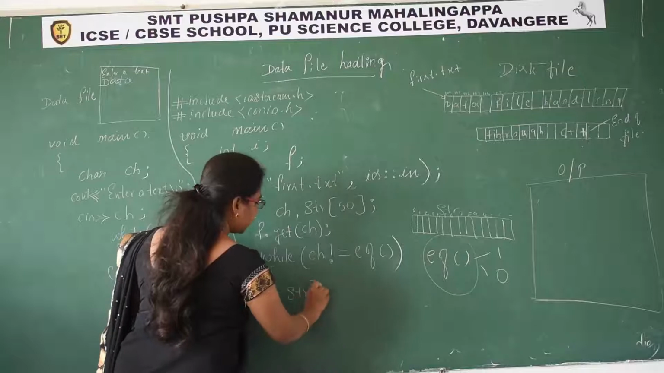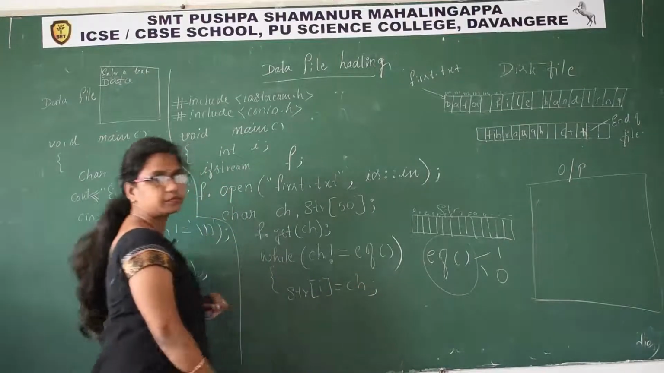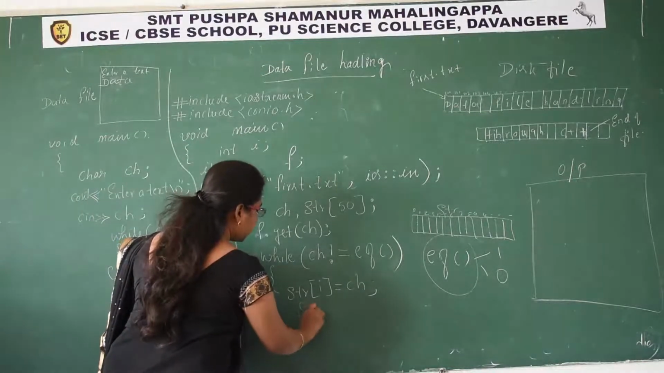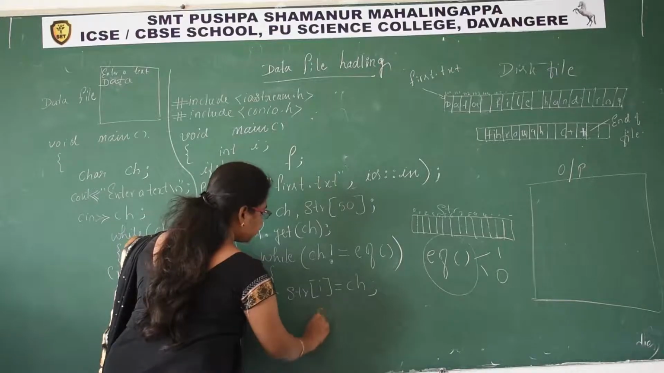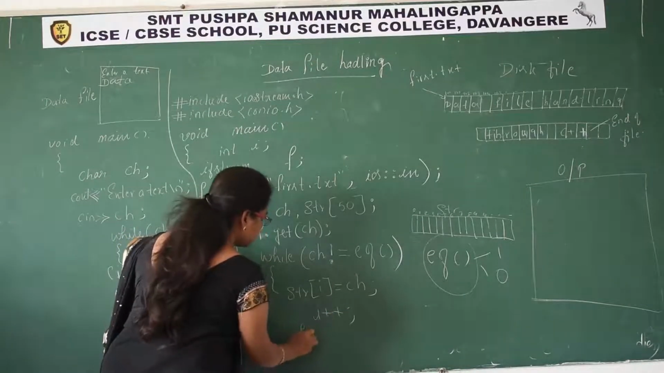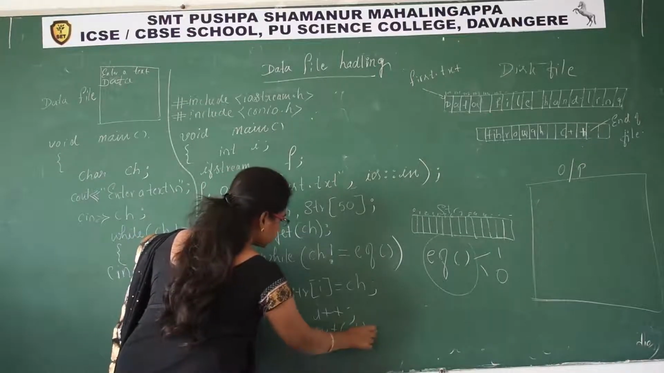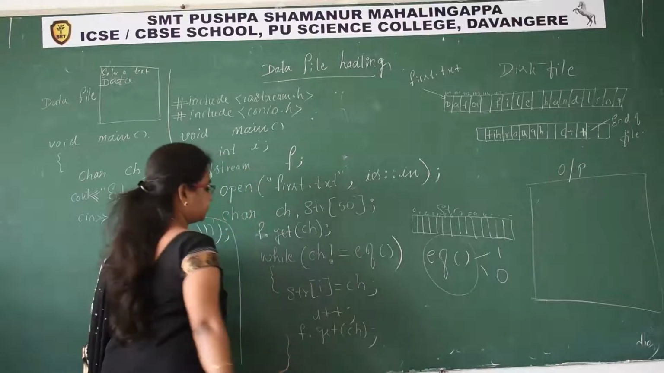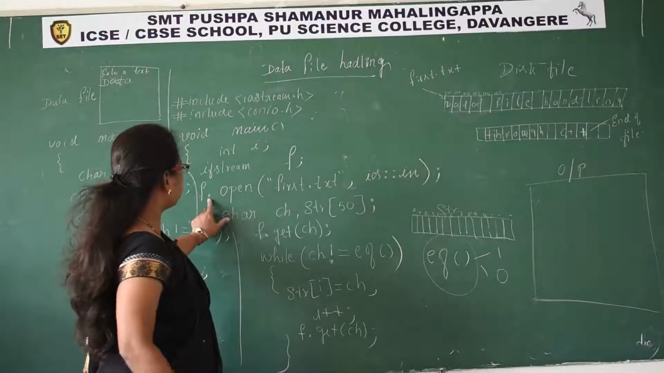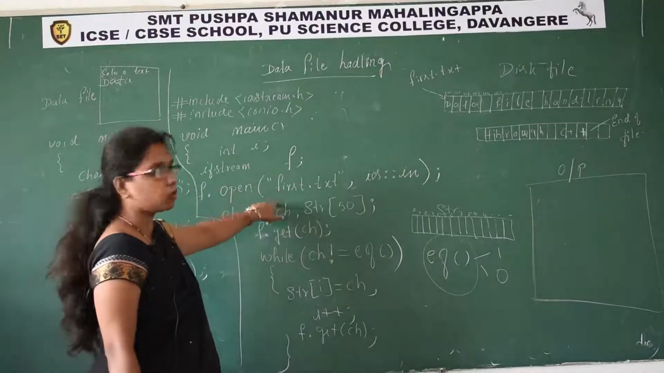str of I is equal to ch. Then I plus plus. After that, f dot get of ch, close. See here, it opens a file that is first.txt in read mode.